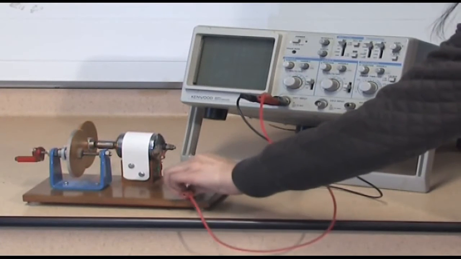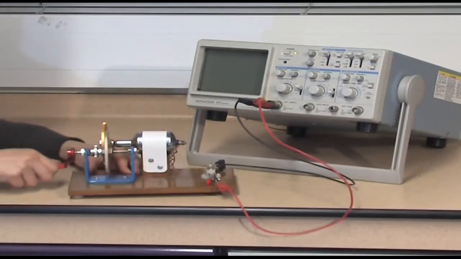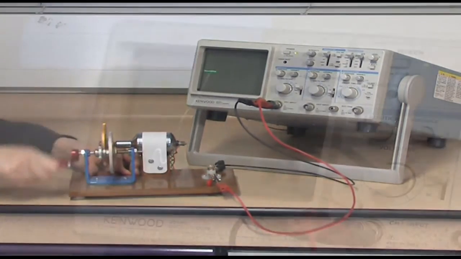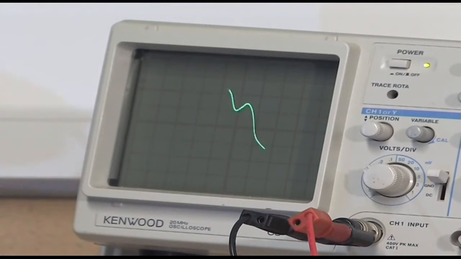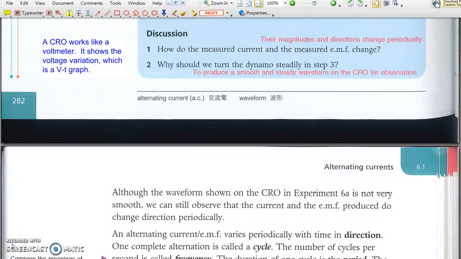Connect the dynamo to a CRO and turn it steadily at a high speed. Observe the waveform on the CRO screen. How does the waveform shown on the CRO look? The magnitude and direction of current changes periodically. The waveform shown on the CRO is a voltage-time graph of the AC.